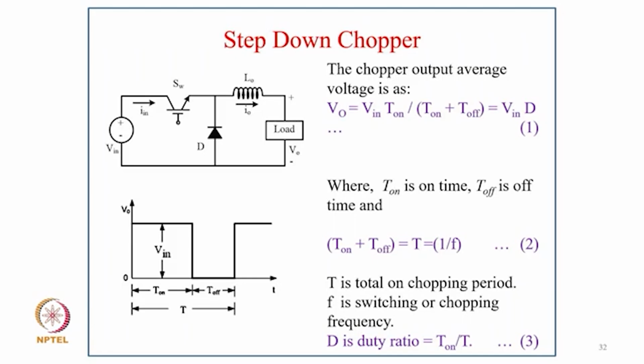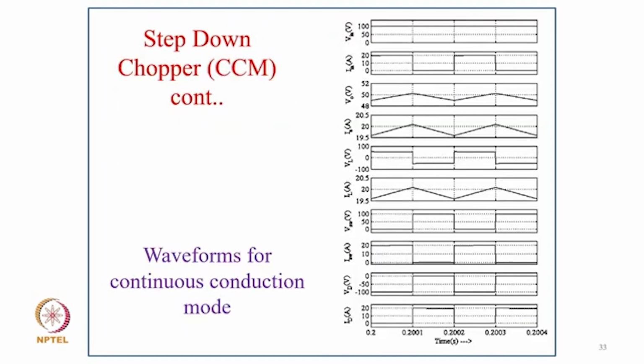Now typically, looking at the different modes, the chopper output voltage equation can be written as V0 equal to Vin into T on divided by T on plus T off, or V0 equal to D Vin, where T on is the on period and T off is the off time. T on plus T off is equal to T, that is equal to 1 by f, where f is the switching frequency of the switch. So T is the total chopping period, f is the switching frequency, and D is the duty ratio, that is T on upon T.